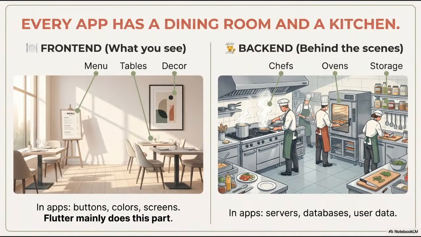Okay, so in an app, buttons, colors and screens are the front end. And in the back end, servers, databases and user data. For example, let's take Instagram. In the front end, the photos, like button and stories you see are the front end. And in the back end, it stores all the photos, finds your friends' posts and sends notifications. These are the back end systems.